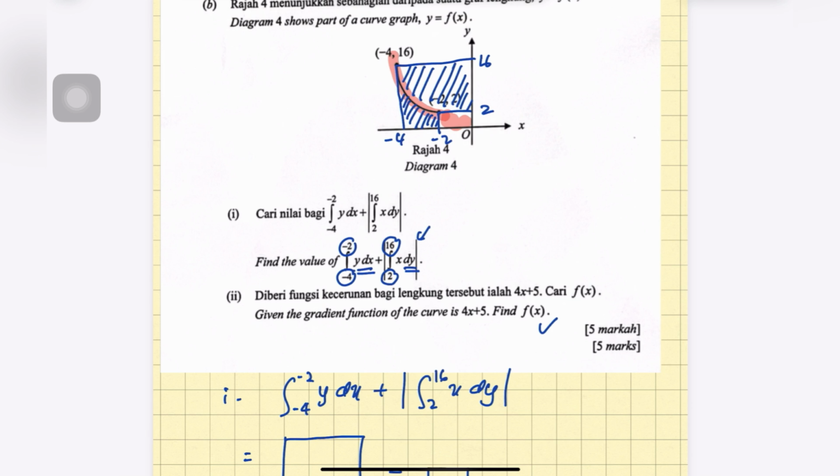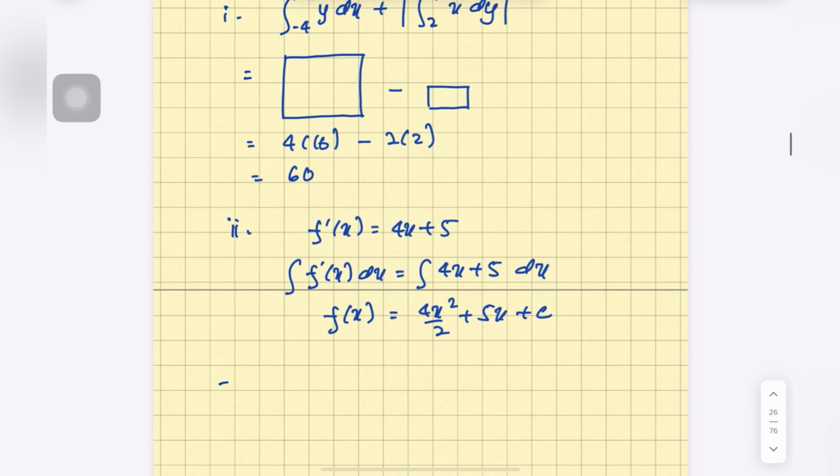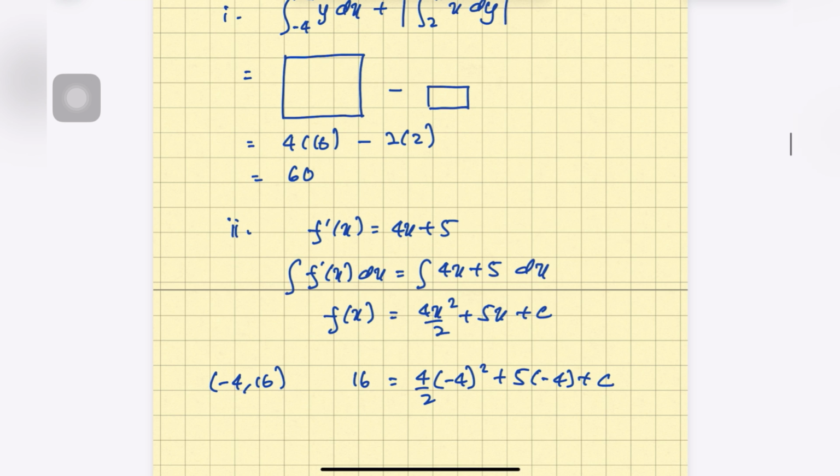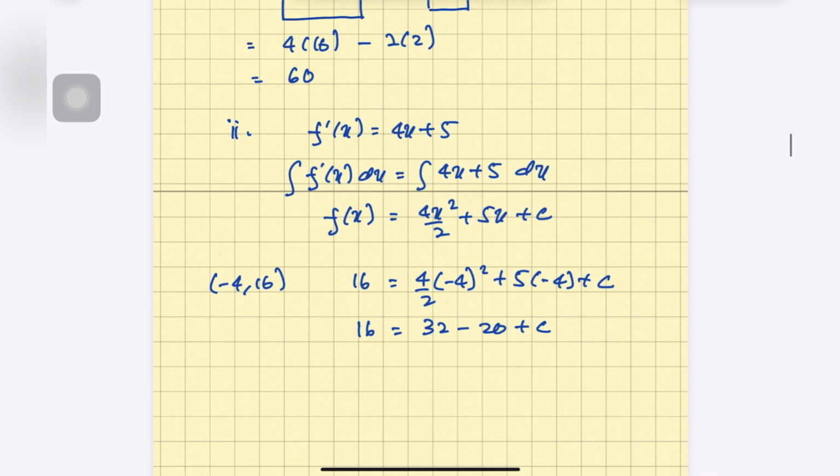To get c, we substitute any point. Okay, let's say I choose (-4, 16). So this one 16 equals to 4 over 2 times (-4) squared plus 5 times (-4) plus c. Okay, so this one gets how much? 16 equals to 32 minus 20 plus c. So then c equals to 4. Okay, so we substitute into the function: f(x) equals to, this we simplified earlier, 2, so 2x squared plus 5x plus 4.